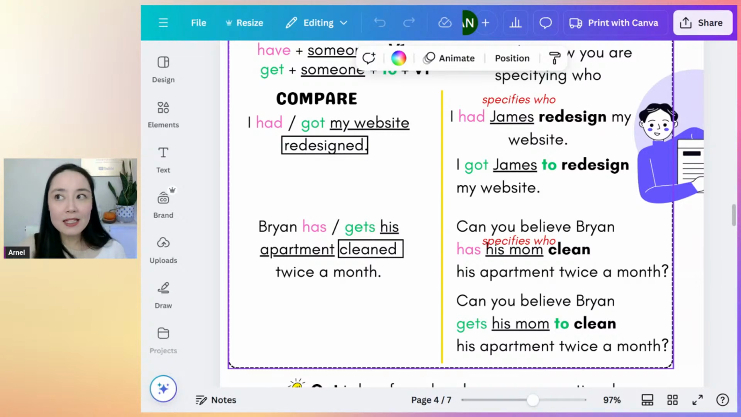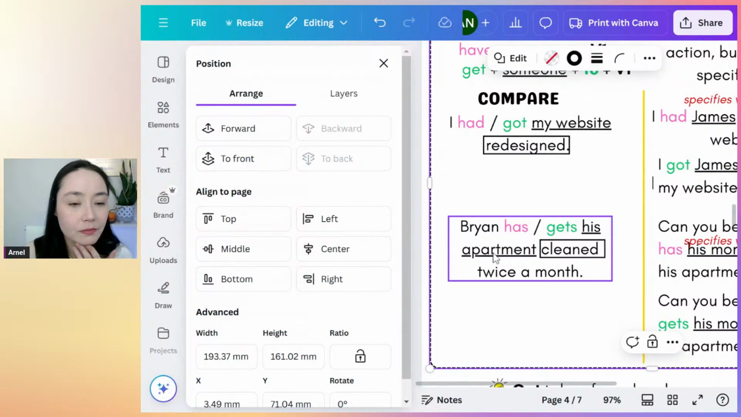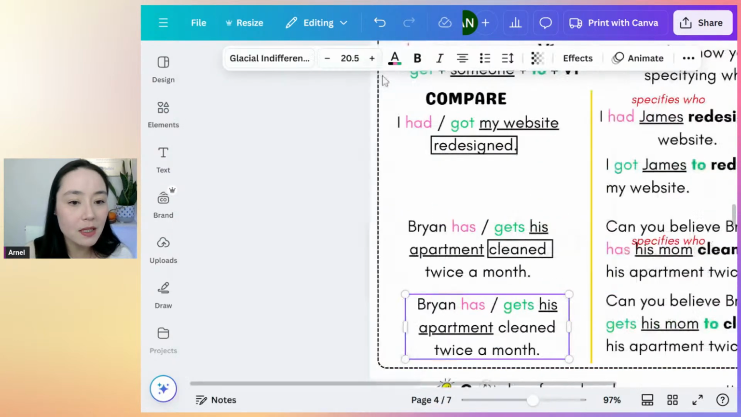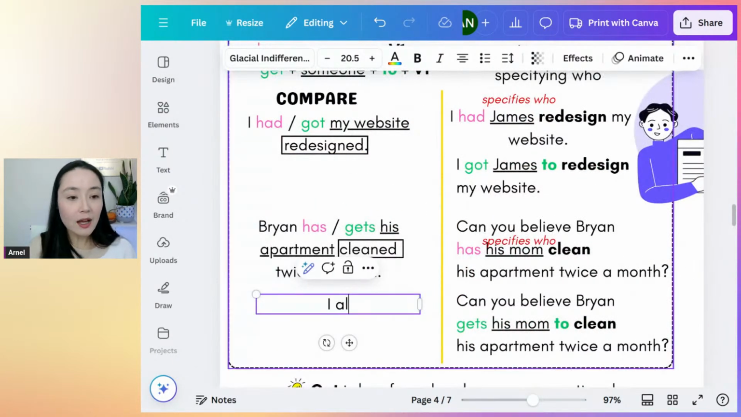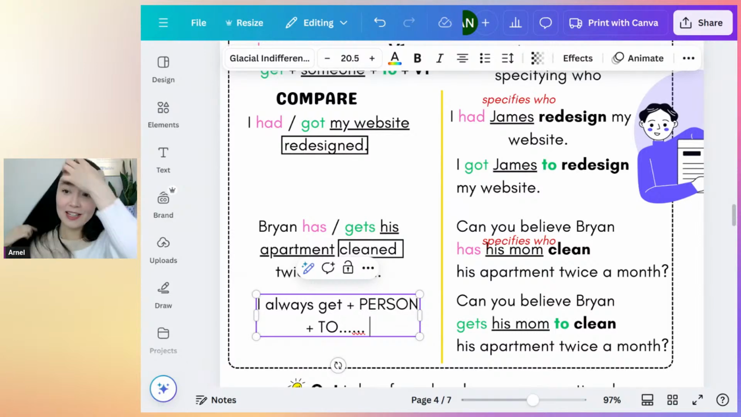Now, I want you to give me an example sentence. It doesn't have to be a real example. It can be made up. I'll give you a little prompt here. I always get person to. And let's use get, just to be simple. If you want to use have, that's great. But I always get person to plus verb. What examples can you give me? They don't have to be real examples. Anything you can think of. Let me see.